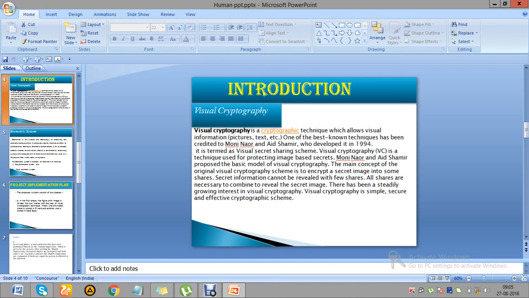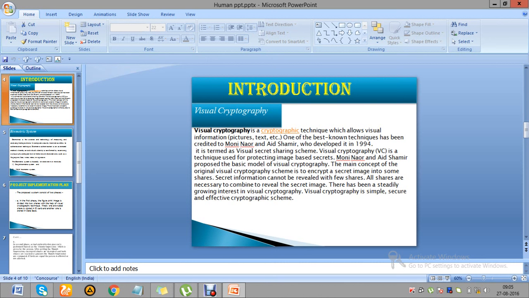Visual cryptography is a technique that allows pictures, text, and so on to be protected. It was first developed by Moni Naor and Adi Shamir in 1994 in terms of visual secret sharing schemes. Visual cryptography is a technique used to protect images.